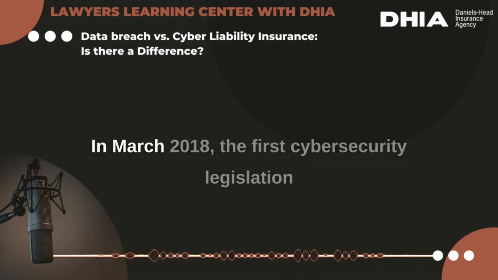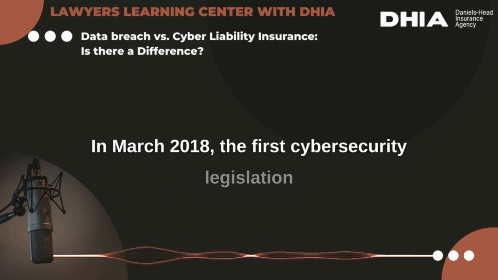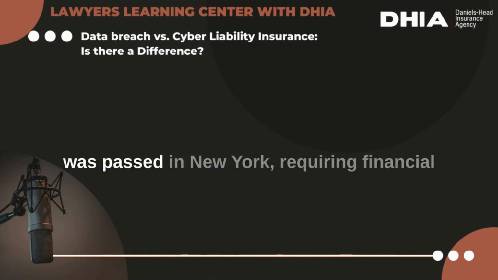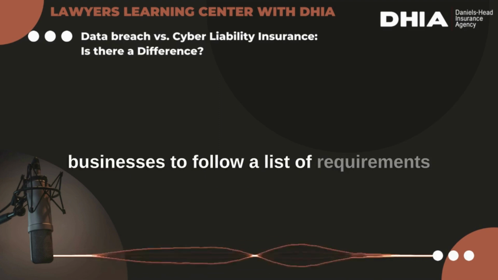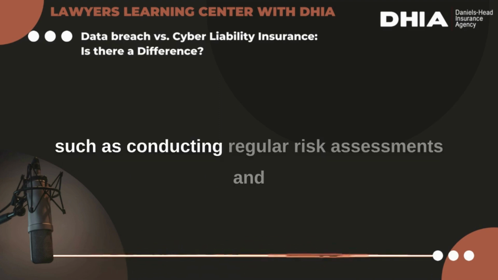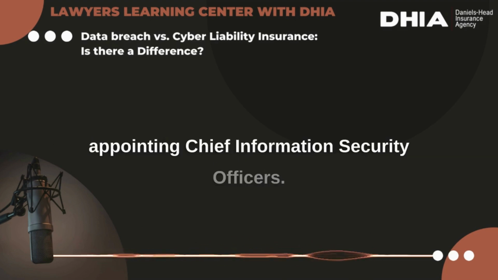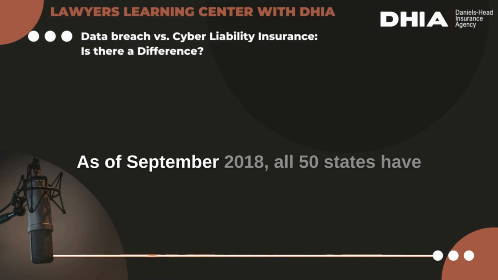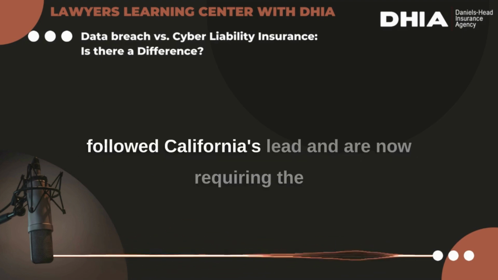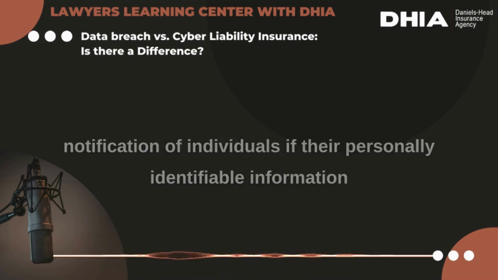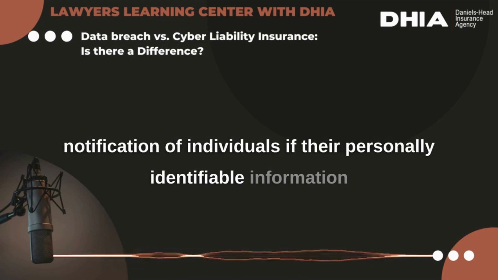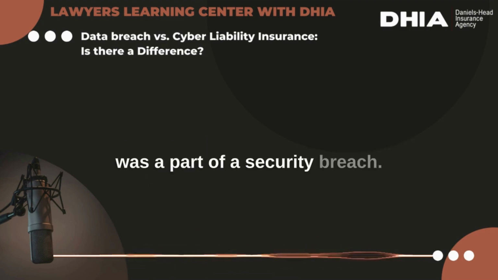In March 2018, the first cybersecurity legislation was passed in New York, requiring financial businesses to follow a list of requirements, such as conducting regular risk assessments and appointing chief information security officers. As of September 2018, all 50 states have followed California's lead and are now requiring the notification of individuals if their personally identifiable information was a part of a security breach.